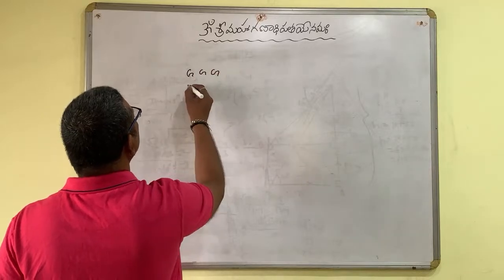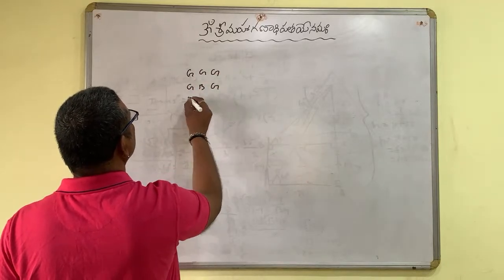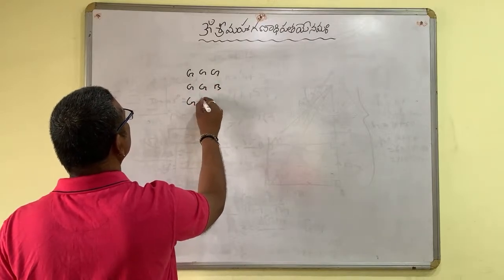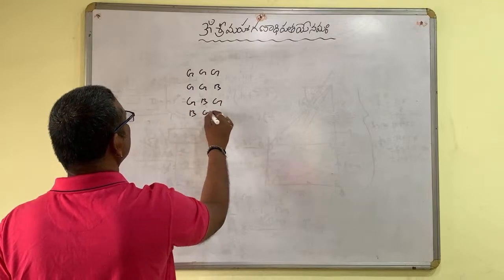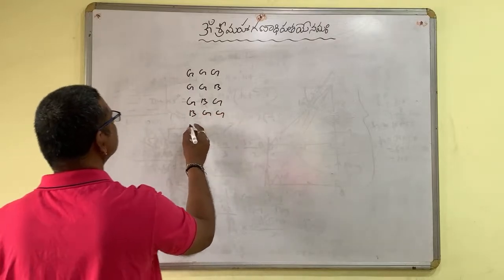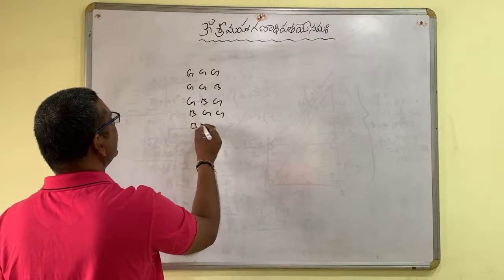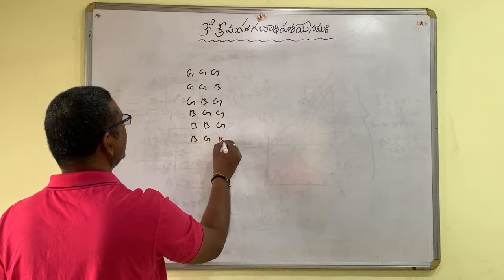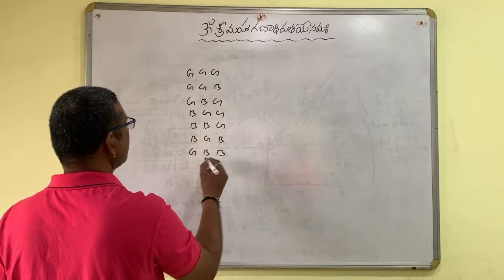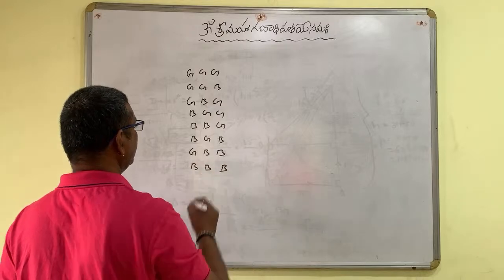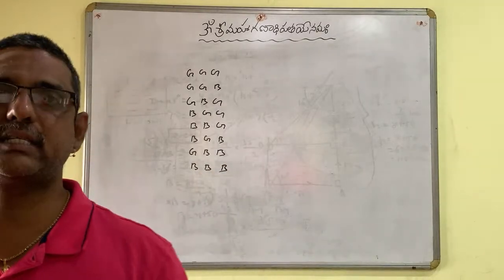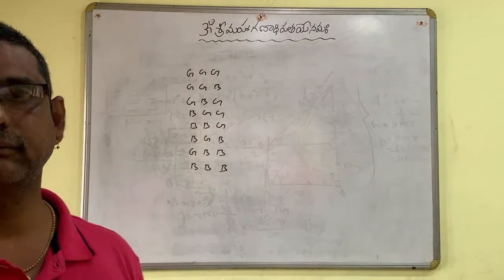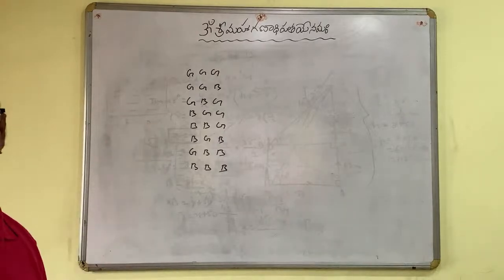Girl, girl, girl; girl, girl, boy; girl, boy, girl; boy, girl, girl. In the same way, boy, boy, girl; boy, girl, boy; girl, boy, boy; boy, boy, boy. You need to write the sample space first. 3 children are there. These are the possible outcomes.